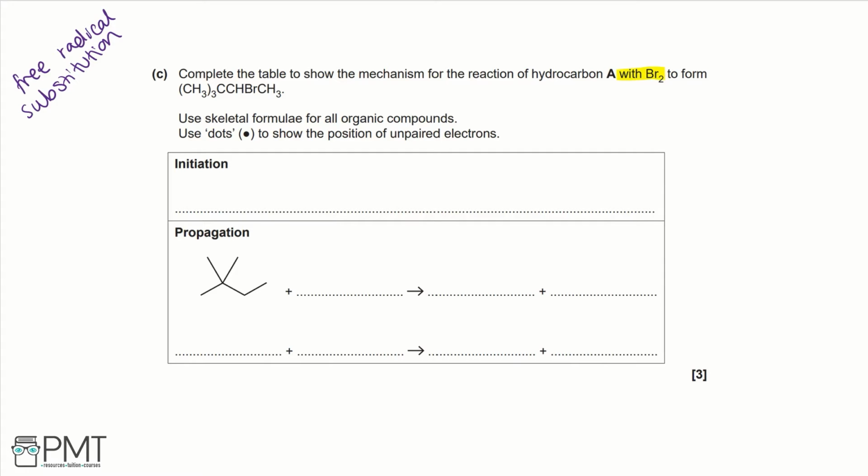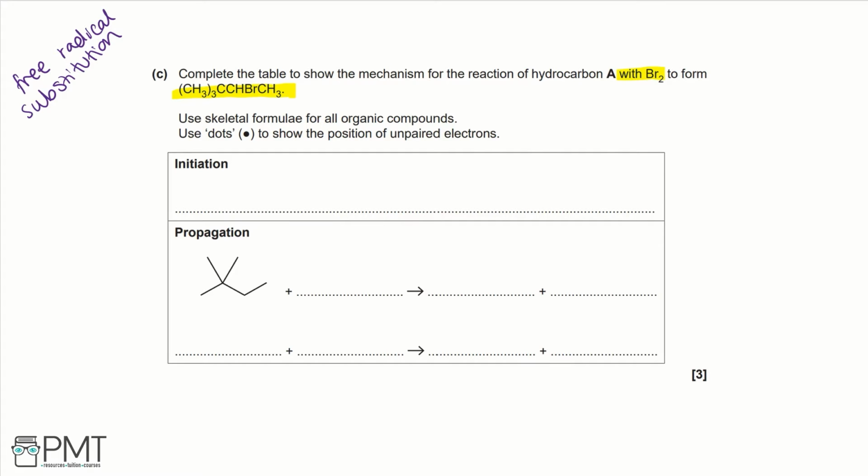Now, at the end of this, we're supposed to form this product. So we need to double check that we've done it right if we do form this product. So free radical substitution consists of 3 steps or 3 stages: initiation, propagation, and termination. Here we're only asked to show initiation and propagation.